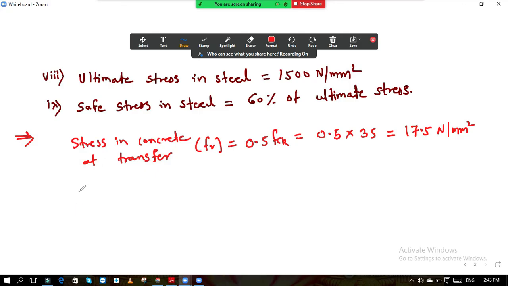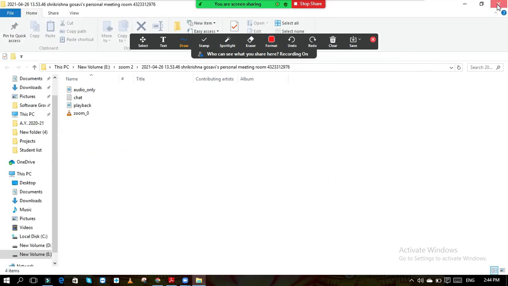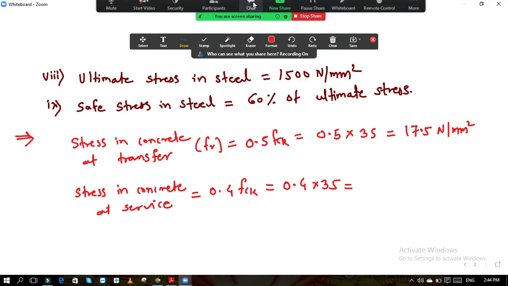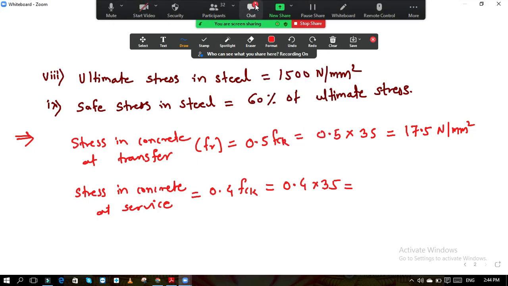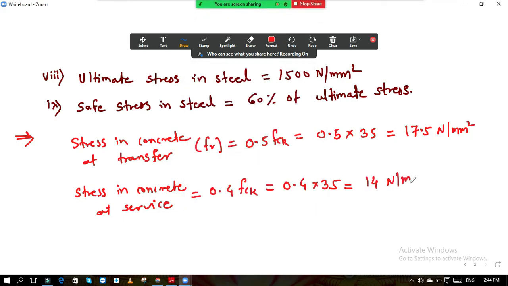Then stress in concrete at service, which is equal to 0.4 FCK, which is equal to 0.4 into 35. It is 14 Newton per mm square.